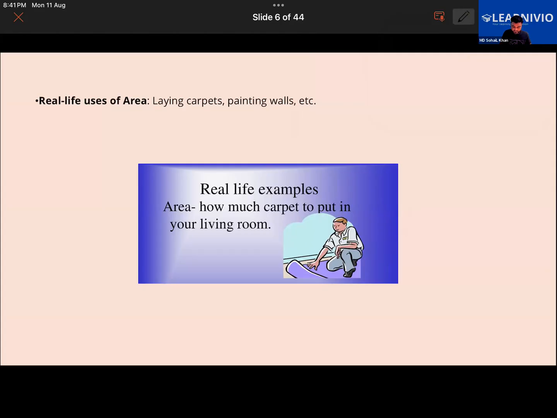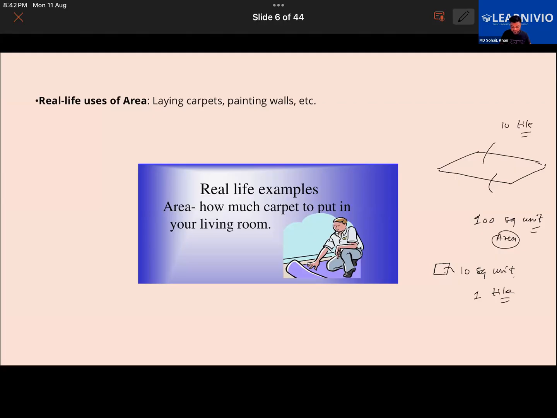Suppose this is the floor of your room, and it has an area of, let's say, 100 square unit. And let us say that one tile has an area of 10 square unit. So you need 10 tiles, by dividing the total area of the floor of your room by the area of just one tile, you are able to calculate how many tiles you need.